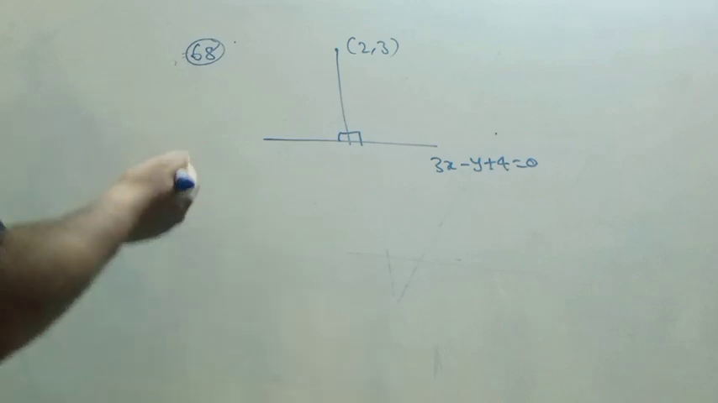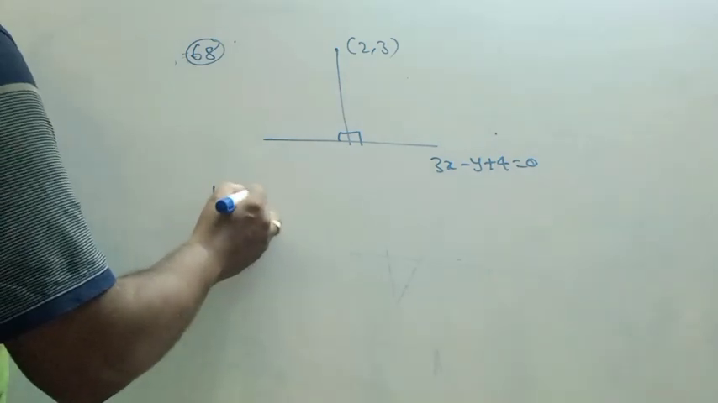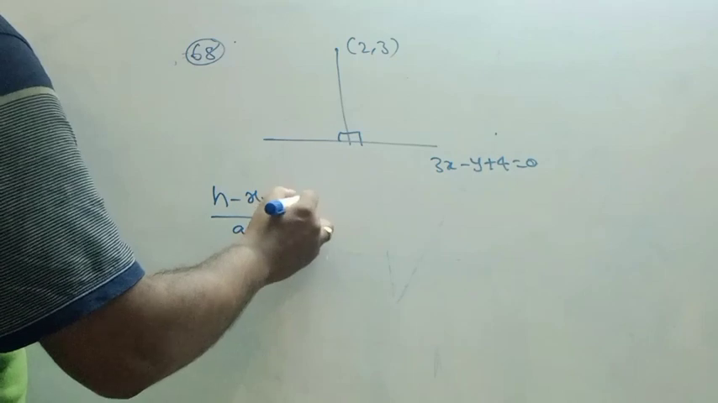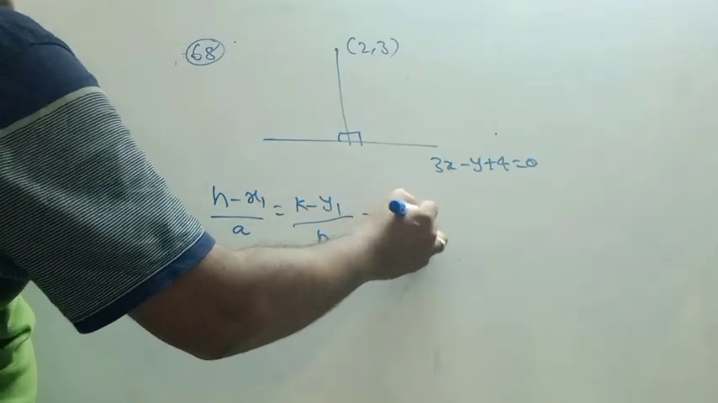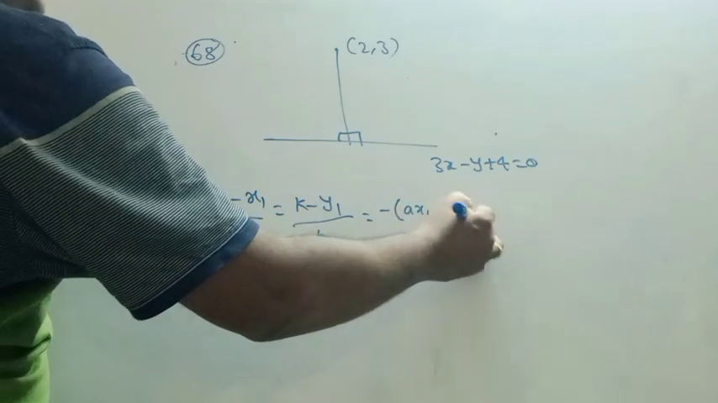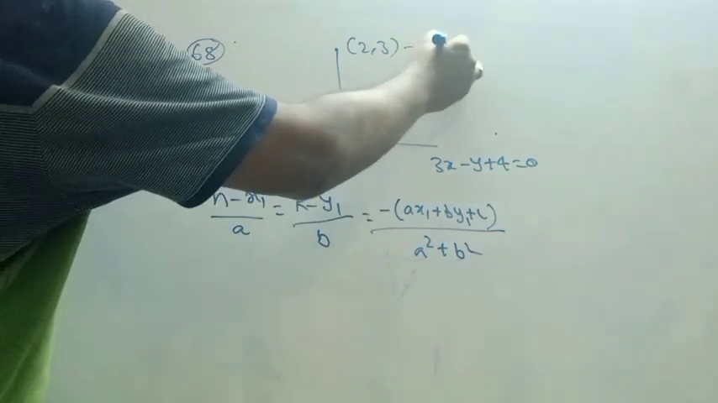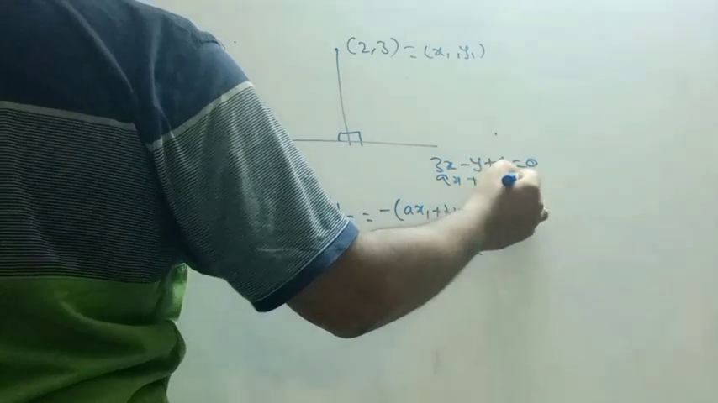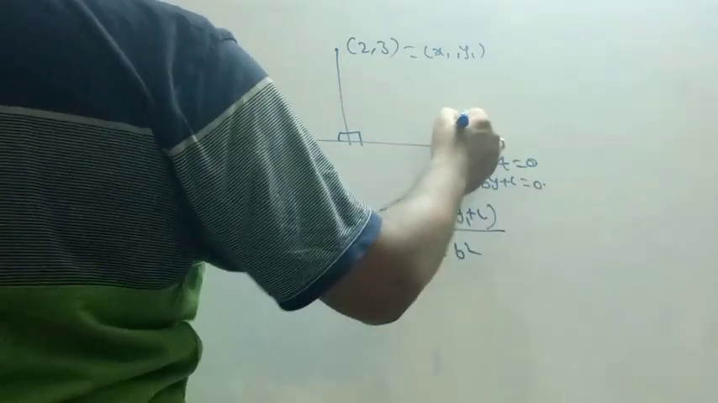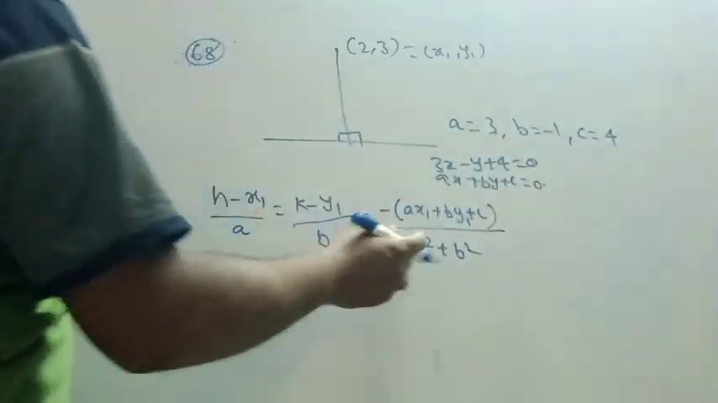See, my dear students, 68: the coordinates of the foot of the perpendicular from (2, 3) on the line are given by, you know very well, the formula (h minus x1) by a equal to (k minus y1) by b is equal to minus (a x1 plus b y1 plus c) by (a square plus b square). Here this is x1, y1. This is ax plus by plus c equal to 0. And a is 3, b is minus 1, c is 4. Put it in the formula.